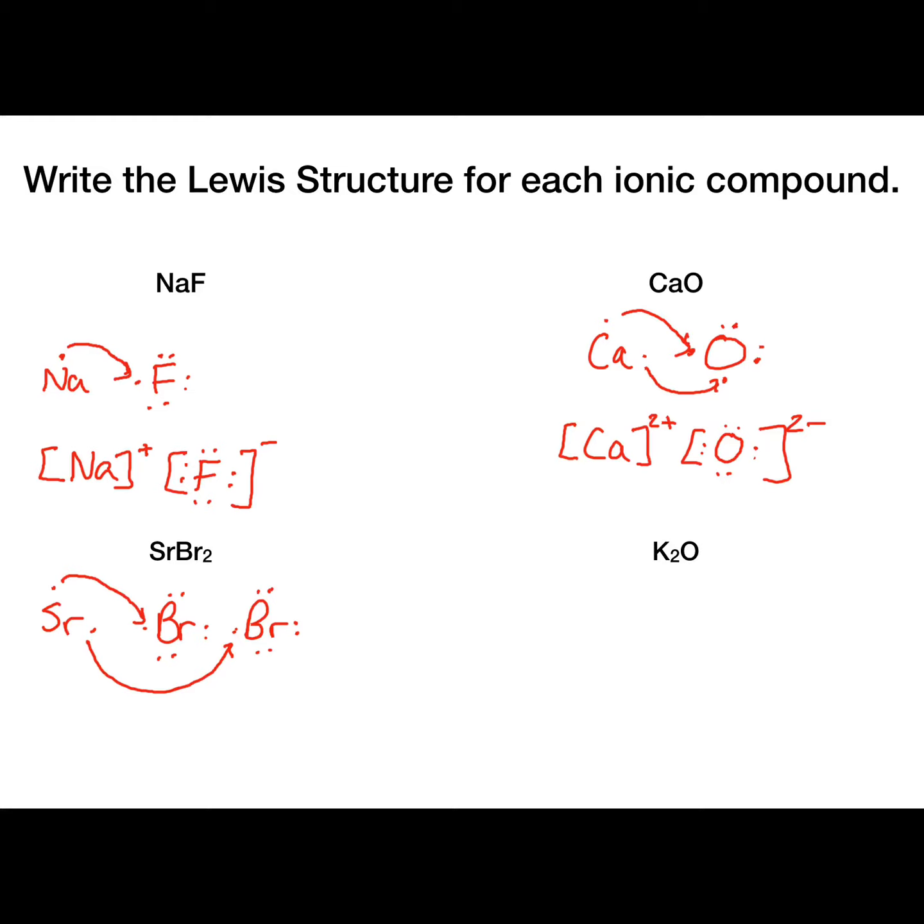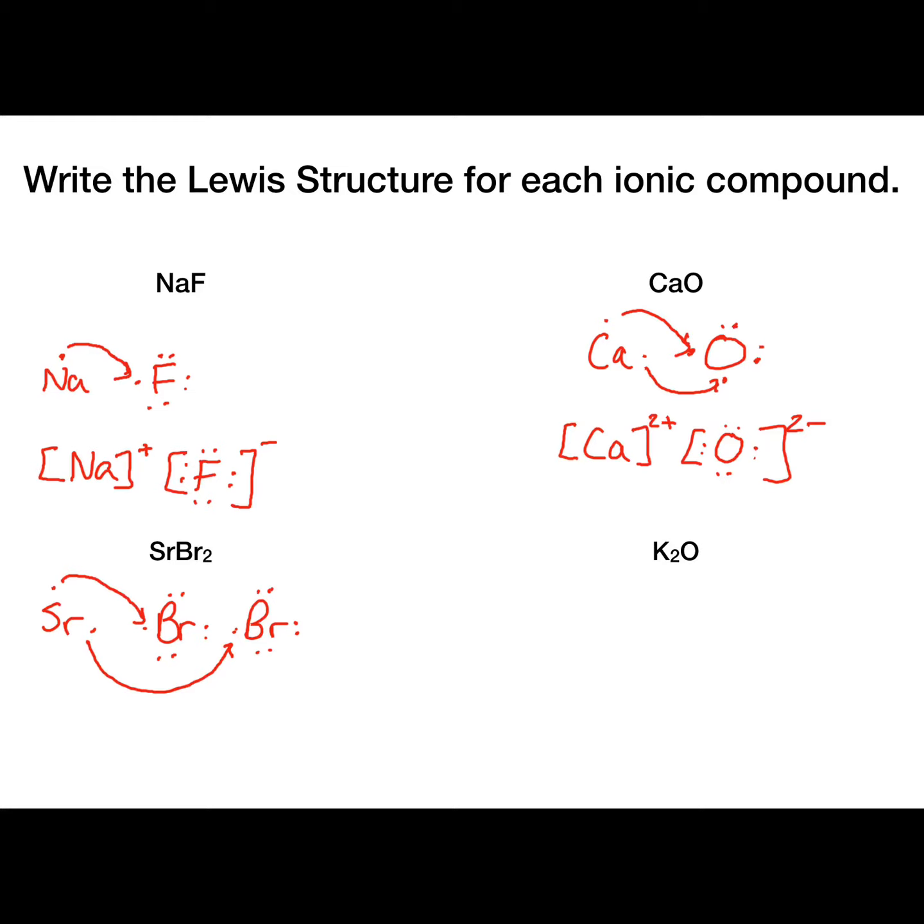Now, since strontium has lost 2 electrons, it will have a 2+ charge, and since each of the bromines gained an electron, it will have a 1- charge. So our final Lewis structure will look like this. We're going to put the strontium in the middle in this case.